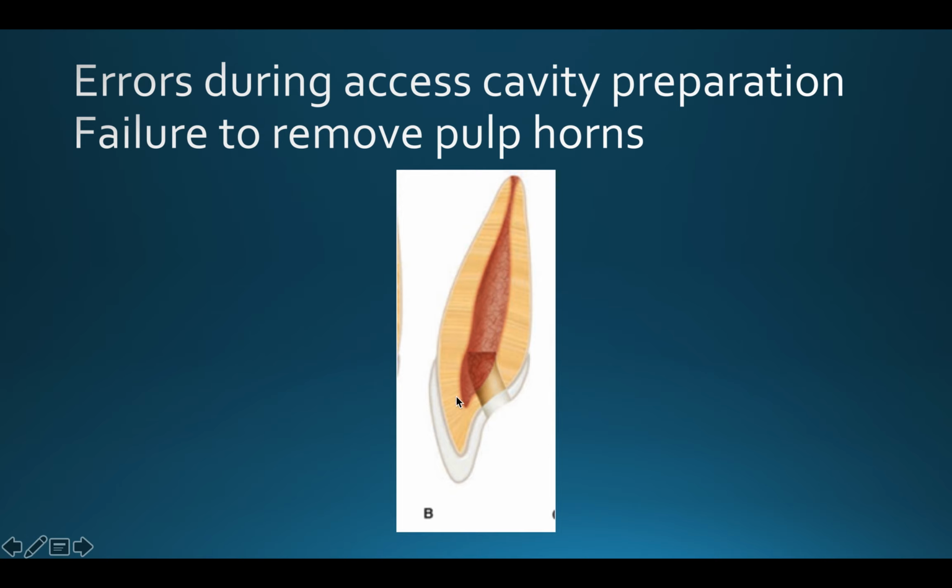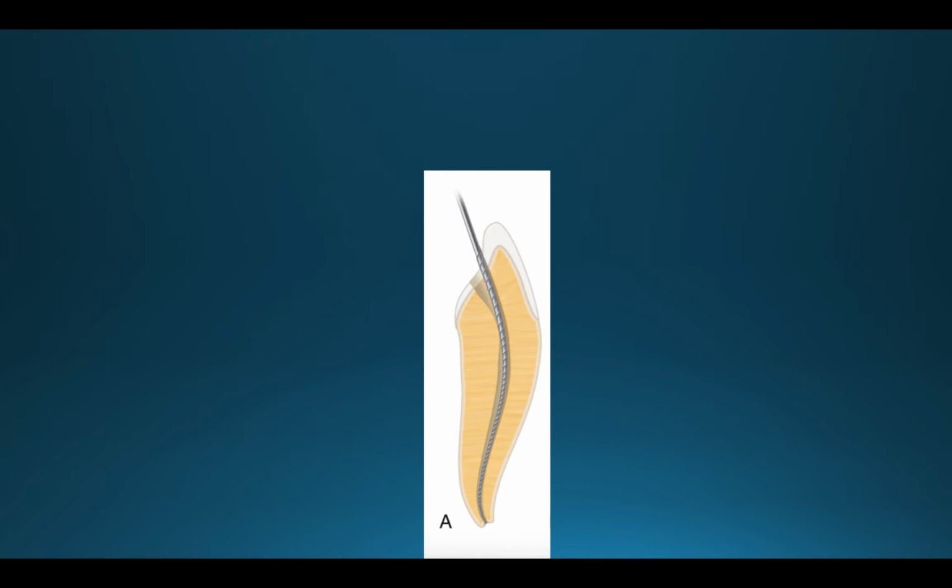Sometimes you hear patients saying that my tooth has become darker after a root canal treatment. This is one of the reasons why teeth can become darker after root canal treatment: if we fail to remove the pulp horn completely, then we will leave these dead tissues behind. They will disintegrate with time, causing discoloration of the tooth and possibly failure of treatment.